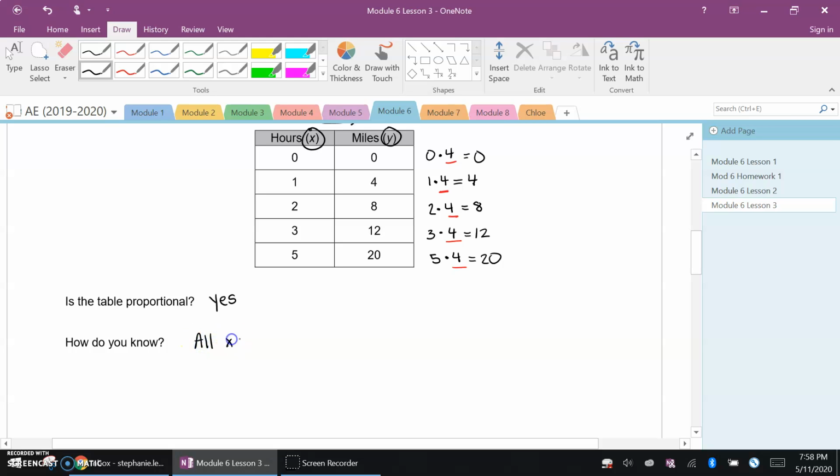All x values times 4 equals all the y values.